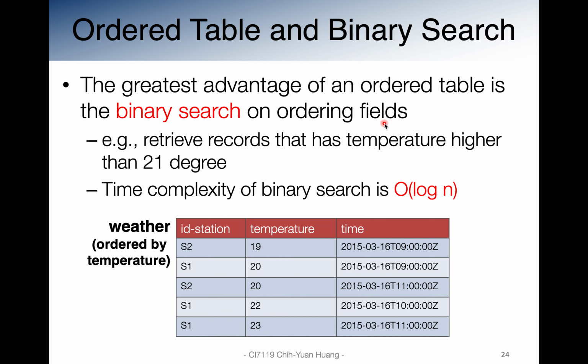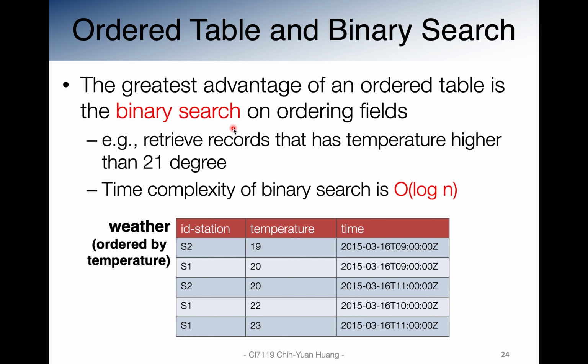So, for example, let's execute the same query, which is the retrieval of the records that have temperature higher than 21 degrees. In the previous case, the unordered table, we needed to go through all the records to answer this query. However, right now, to answer this query, we can perform what we call the binary search.